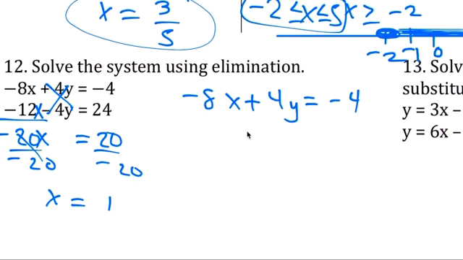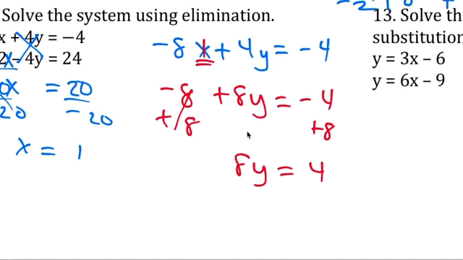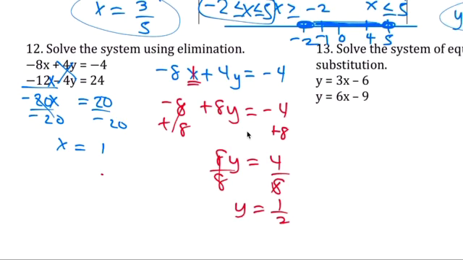Okay, substitute in 1 in there, negative 8 plus 4y, add 8, 8y equals 4, divide by 8, y is a half. I've made a mistake. 1, 1/2 is your ordered pair there.